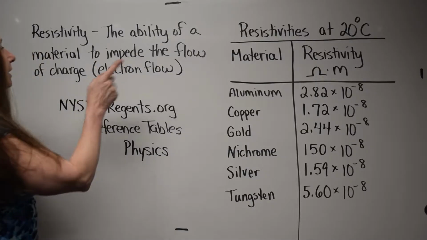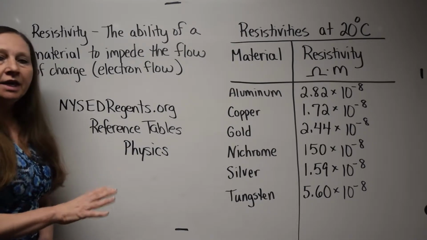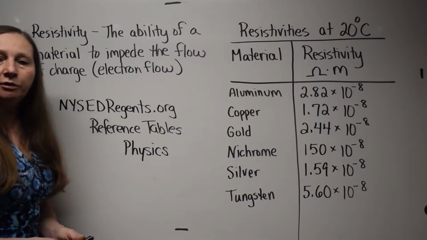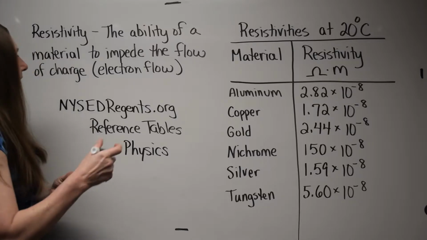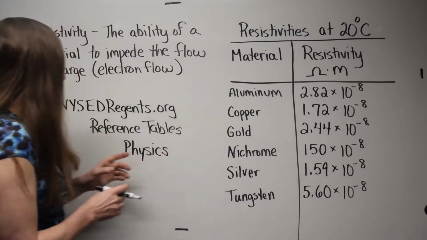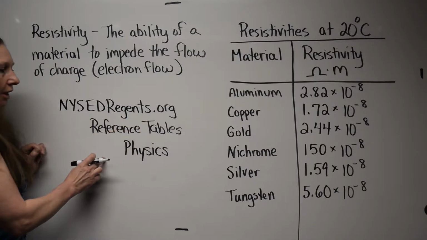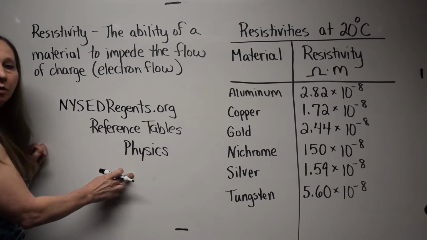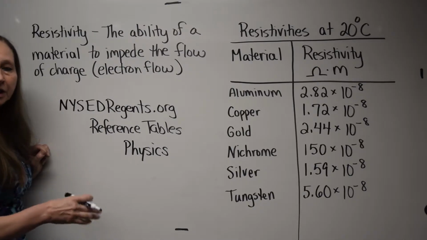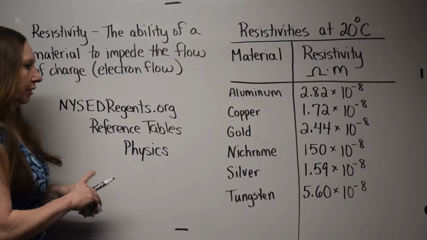Resistivity is the ability of a material to impede the flow of charge. In this case, since we're talking about electricity, we'll say that the material is impeding the flow of electrons. Now, resistivities are given on a chart. You can download the chart from this website, nysedregents.org, click on reference tables, and then scroll down until you see the physics charts. And I would recommend downloading all 6 pages of the physics reference tables because they're useful for the entire course.